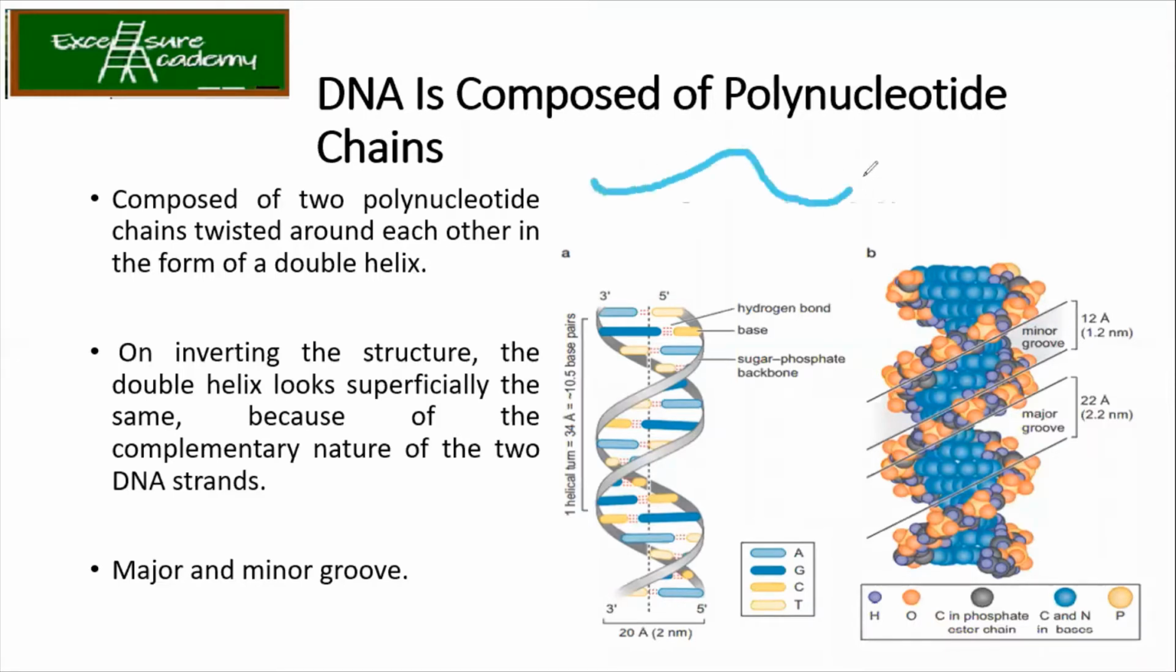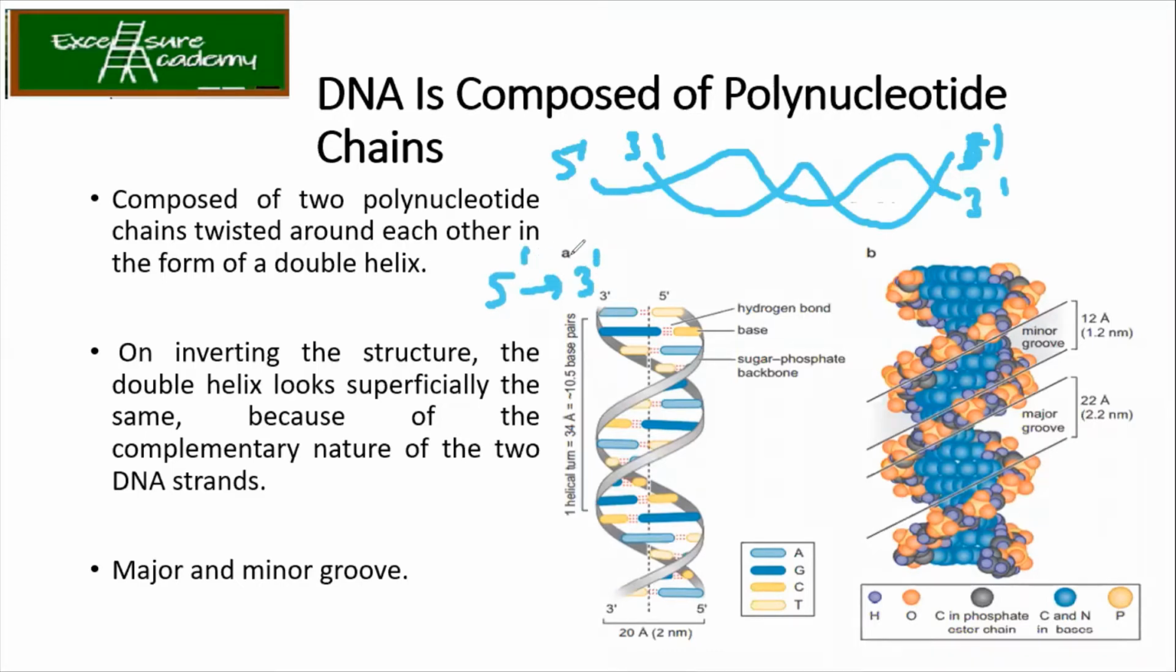See, this is how your structures are there, right? 5' and 3', and then you have 5' and 3'. So if this is there, we know that DNA runs in the 5' to 3' direction, right? Now, if I invert the structure, the double helix looks superficially the same, because of the complementary nature of the two DNA strands. Does it mean that the sequence is also going to be the same if I invert the structure?